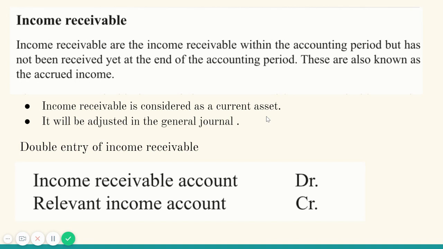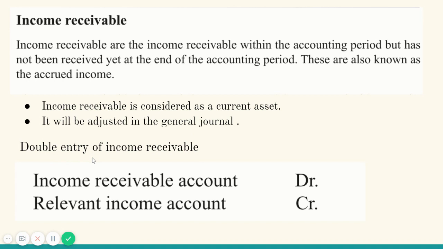Examples I can give you are rent income, or the interest income to be received on a fixed deposit or a savings account, or the dividends with regard to the shares that you have invested in the stock market. If they have not been received before the end of the accounting period, until you receive them, we have to consider them as current assets because they are inflows to the business. So we will be treating them as current assets, and it will be adjusted in the general journal as we adjusted the accrued expense also in the general journal. All the adjustments must be recorded first in the prime entry book called general journal. So here also we are using the same journal or prime entry book.